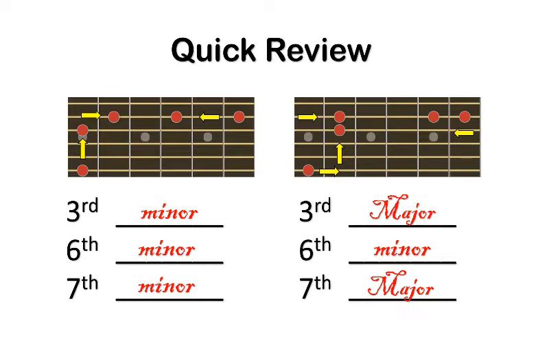On the second example, our third is major, being 1 fret higher than our root on the low E string. The 6th is minor, 1 fret higher than the reference root, and finally the 7th is major, being only 1 fret lower than the B string root.